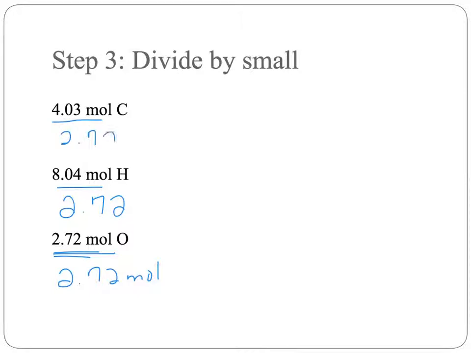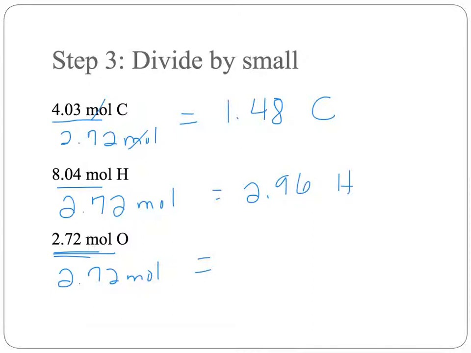So if we go ahead and divide each of these by 2.72 moles, that allows us to cancel out the mole. If we do the math, we're going to get the values 1.48 for carbon, 2.96 for hydrogen, and 1, of course, for oxygen.